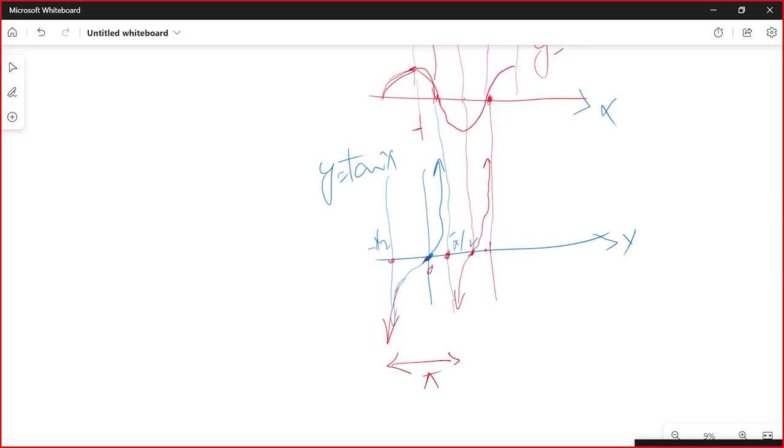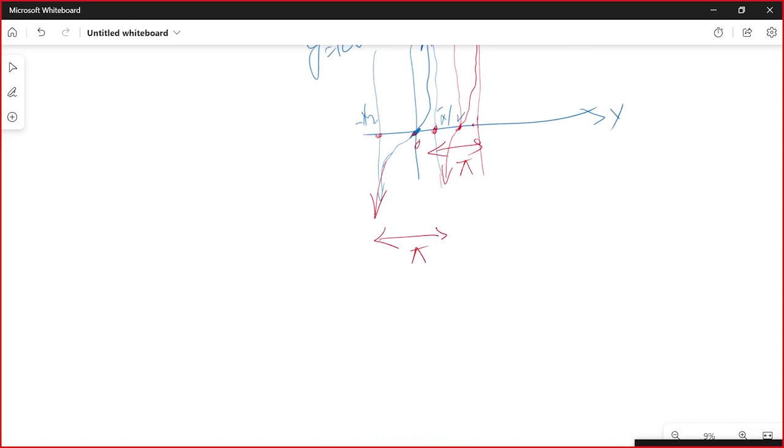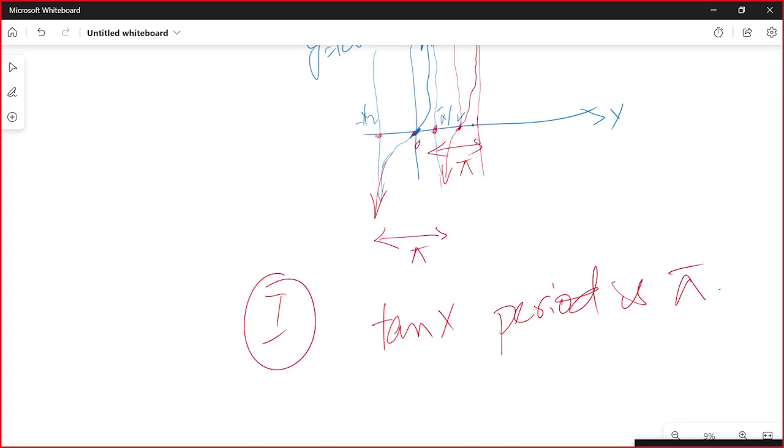And then again, this is pi. So what is the cycle, or how much is it repeating itself? The cycle would be 180, or pi radians. While for sin x and cos x it was 360, for this it is 180. So we write: first thing, tan x period is pi. Does it make sense? Not 2 pi. It will repeat after every 180 degrees.